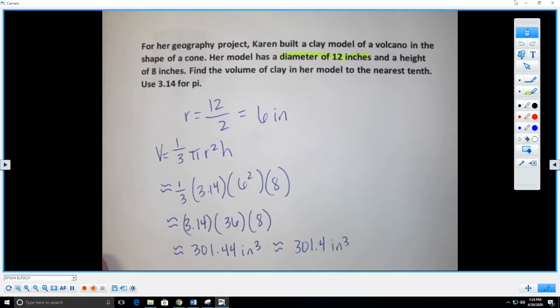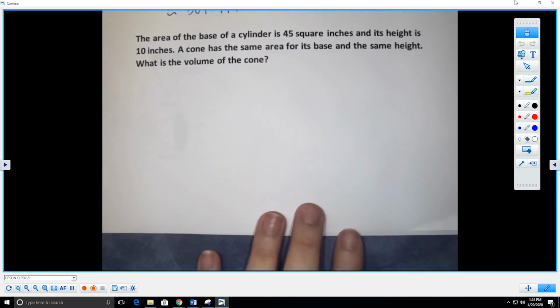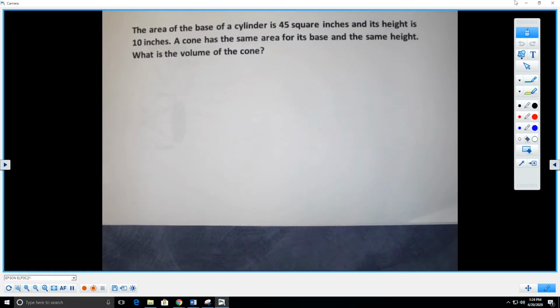Let's look at a few other problems that involve both cones and cylinders. Remember, we said there are a lot of similarities between the two. And that's true. And if you already know how to find the volume of a cylinder, then you can most definitely find the volume of a cone. Here is our problem. The area of the base of a cylinder is 45 square inches and its height is 10 inches. A cone has the same area for its base and the same height. What is the volume of the cone?